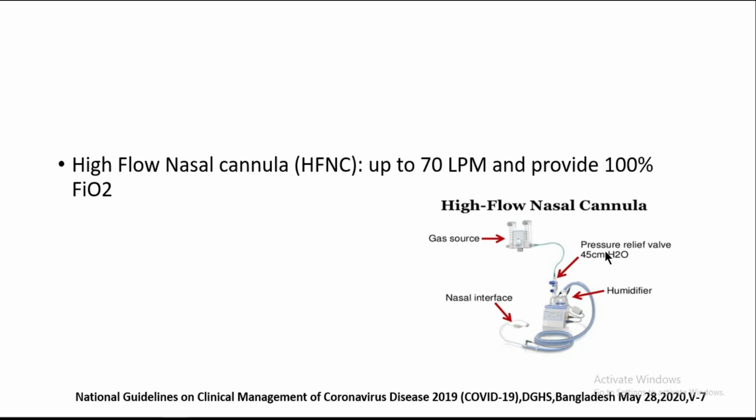Now something about high flow nasal cannula. High flow nasal cannula can provide up to 70 liters per minute of oxygen and can provide 100% fraction of inspired oxygen. Simply, here we have shown the parts of the high flow nasal cannula. This is the gas source, that is the oxygen source, with pressure valves. This is the humidifier and nasal interface.